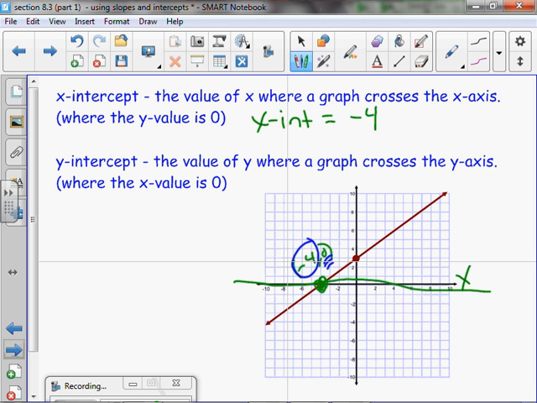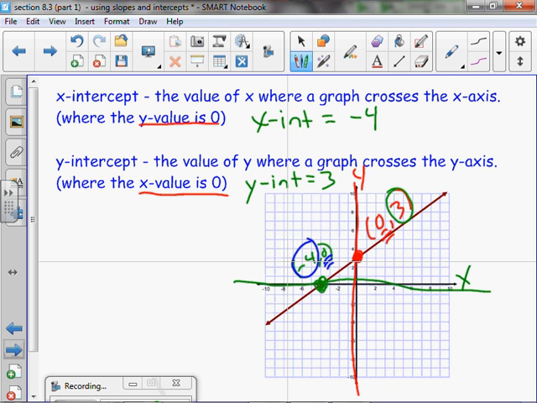Okay? And the y-intercept is exactly the same. It's the point where our graph touches the y-axis. Remember, this point here is 0, comma 3. And the x-coordinate will always be 0. X value is always 0, whereas the y value is always 0 for the x-intercept. But for the y-intercept, x is always 0, and so the only number we care about is this part right here, the y-coordinate. So the y-intercept, we will say for this graph, is 3.